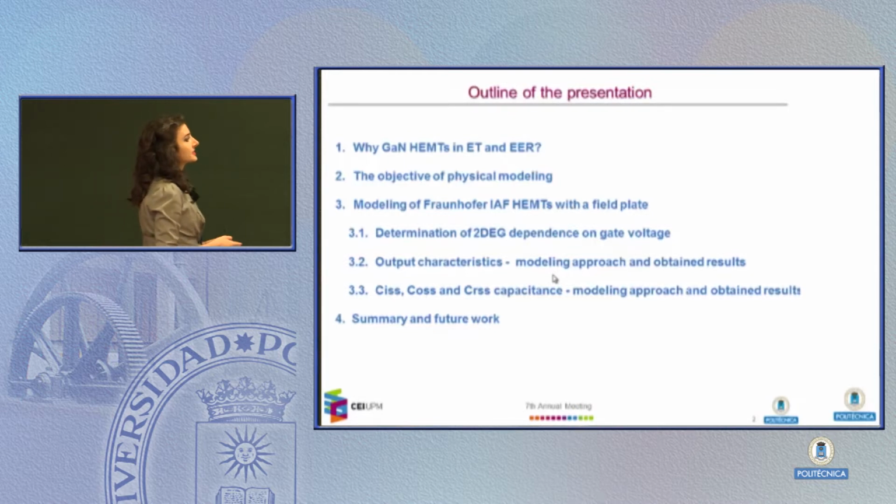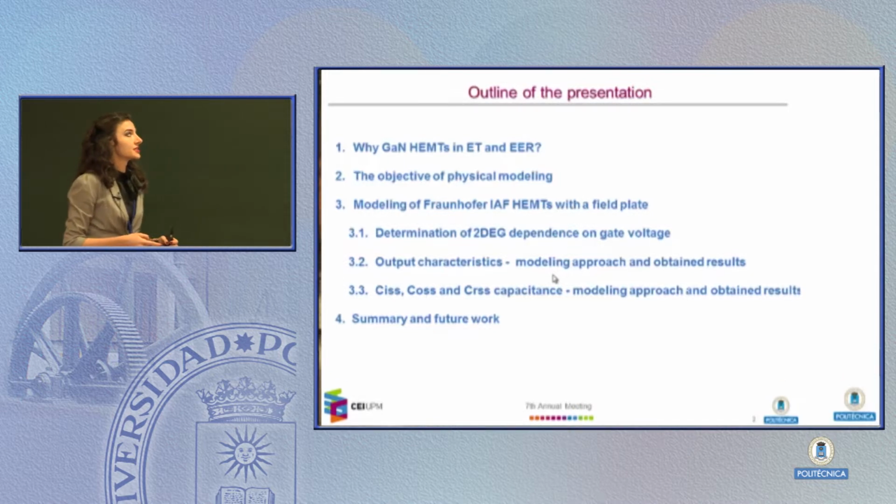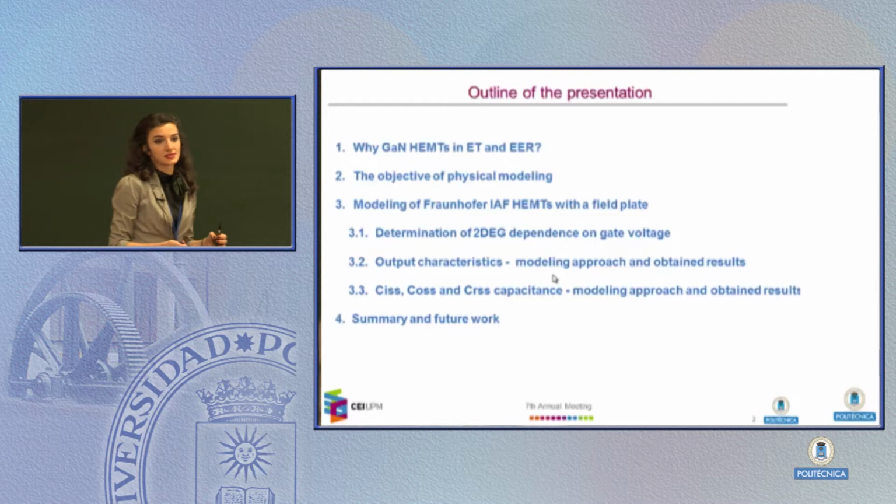The first point is related to determination of the 2D gas dependence on the gate voltage, or how do we control this 2D gas by the gate voltage. The second key point is the model for the drain current dependence on the applied drain source and gate source voltages. And the third one is related to parasitic input, output, and reverse capacitance in a device. Finally, we will summarize all the obtained results and present some future work steps.